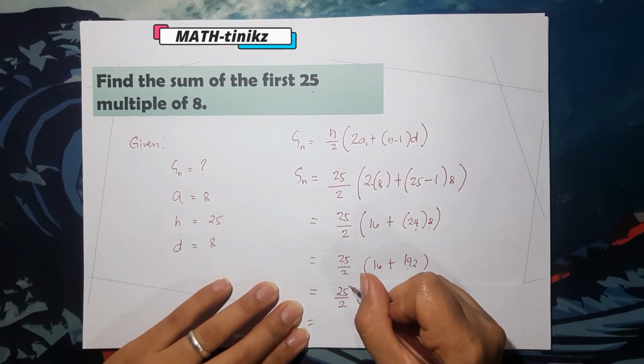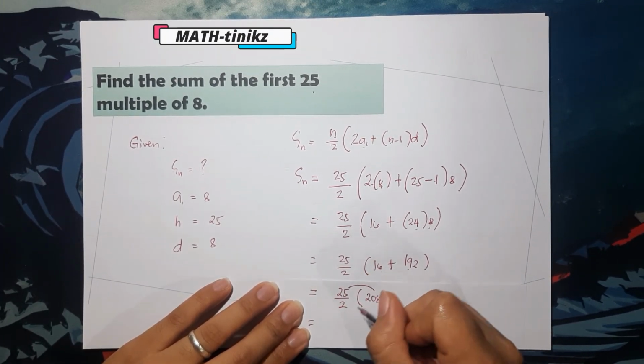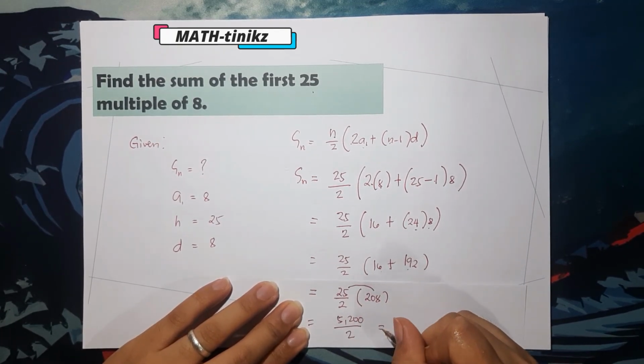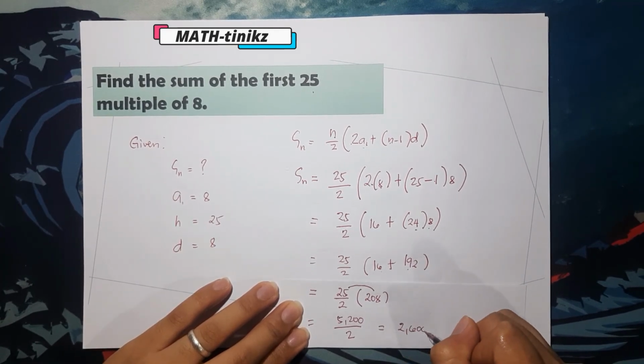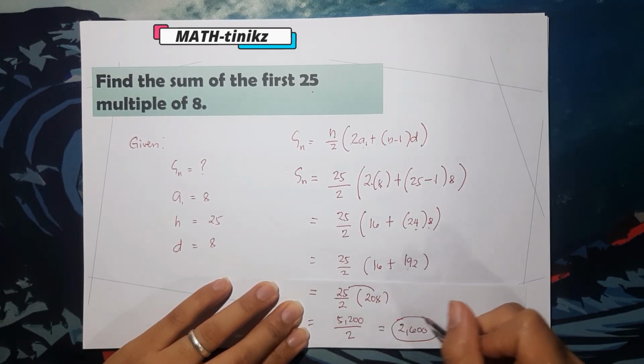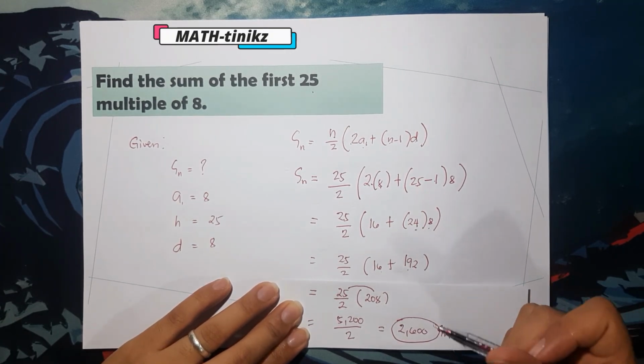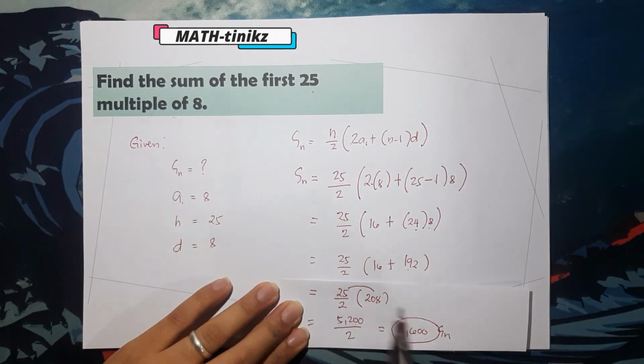And 25 times 208 equals 5,200 divided by 2, that is equal to 2,600. And this is our S sub n, the sum of the first 25 multiples of 8.